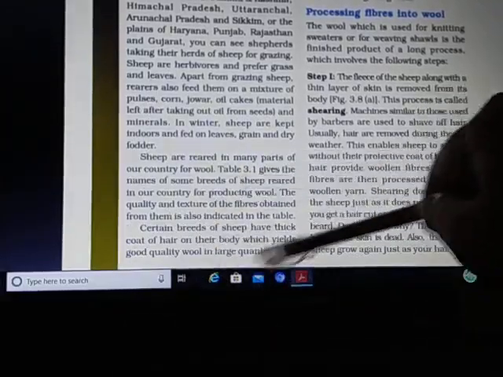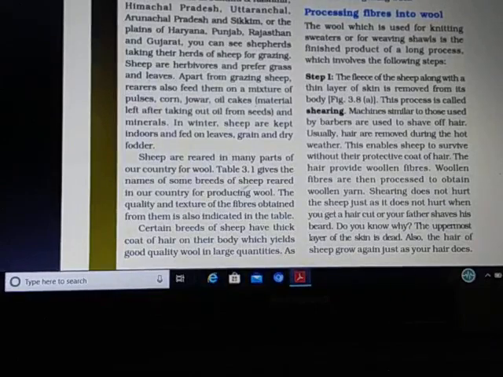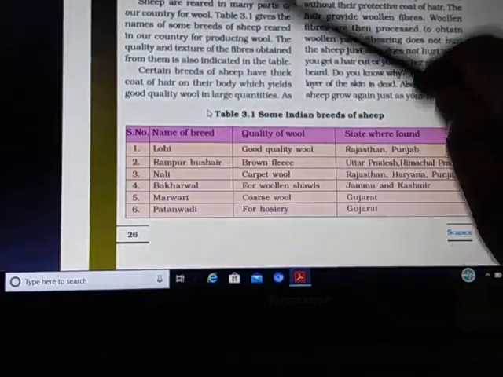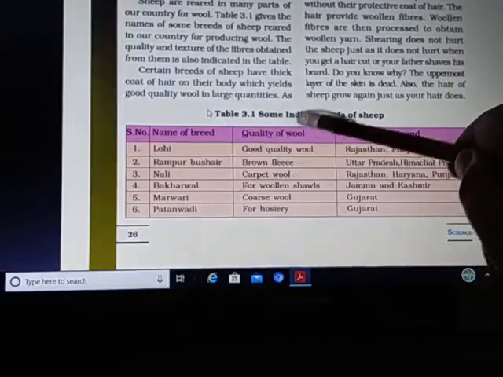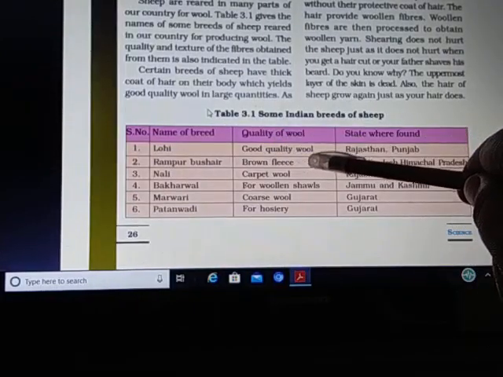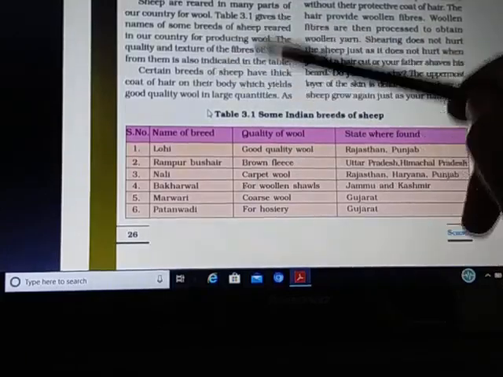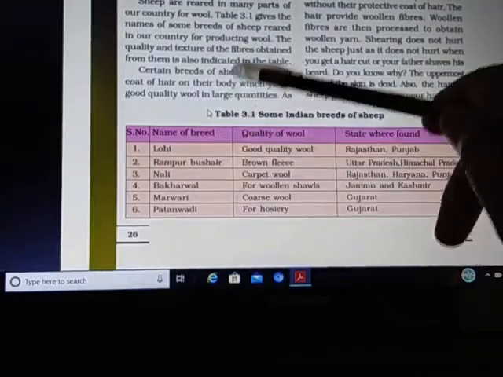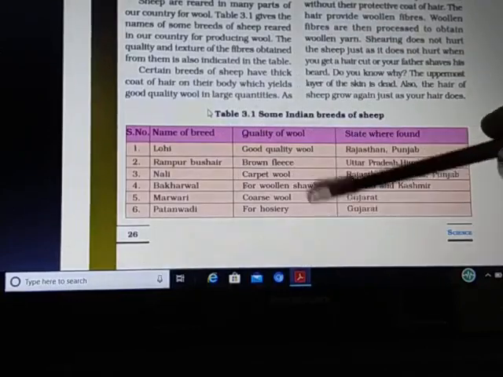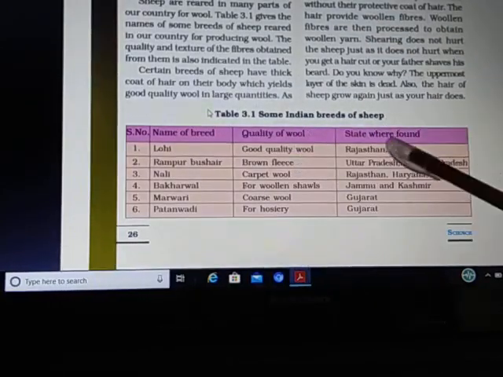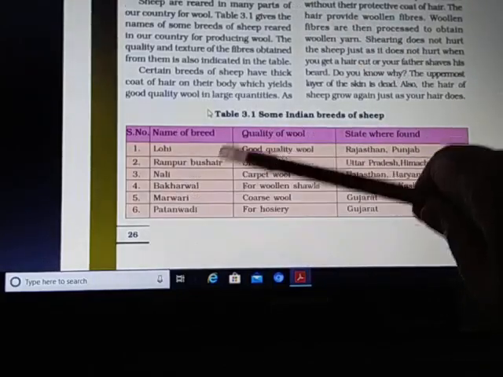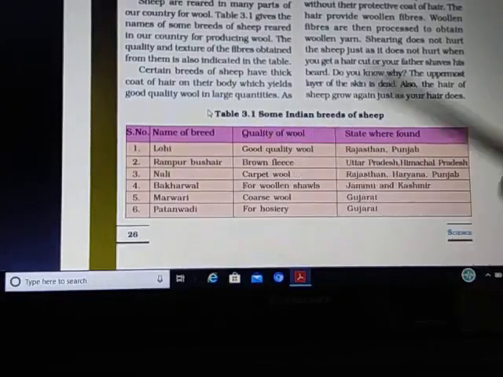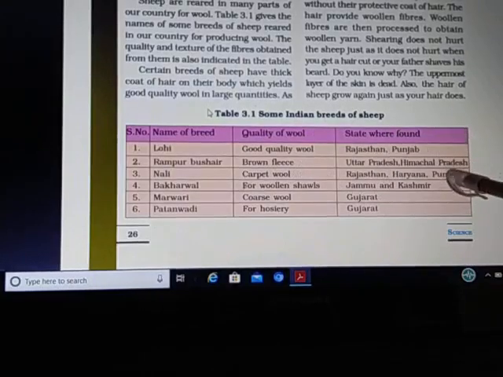Now there is one table which indicates some Indian breeds of sheep. There are different types of breeds. First is Lohi. It is a very good quality of wool, from sheep having a thick coat of hair on their body which yields good quality wool in large quantity. Lohi breed sheep give a large quantity of wool, and the states where this breed is found are Rajasthan and Punjab. Then second is Rampur Bushehr. The quality of wool is brown fleece, and the states where it is found are Uttar Pradesh and Himachal Pradesh.